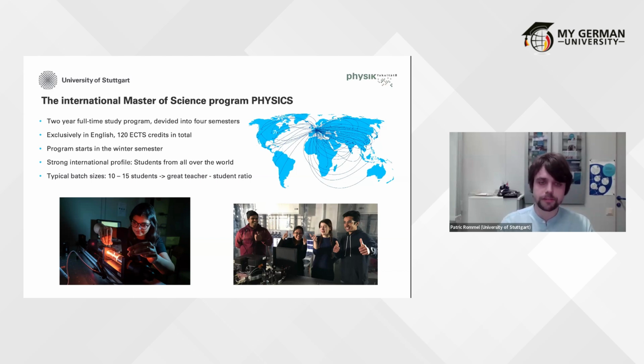It has a strong international profile. We really have students from all around the world. So I'm very happy, for example, that this year we had students from Mexico, Colombia, India, Sri Lanka, China, South Korea, Greece, Cameroon. So it's really a broad list of countries. A typical batch size is about 10 to 15 students every year. So I think this gives us a great ratio of teachers to students in the classes.